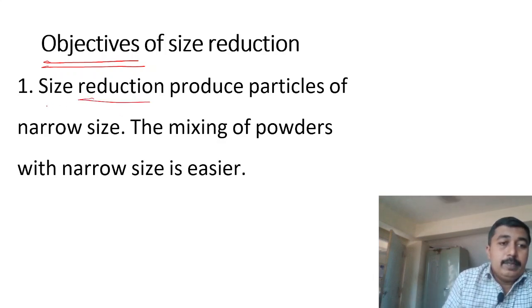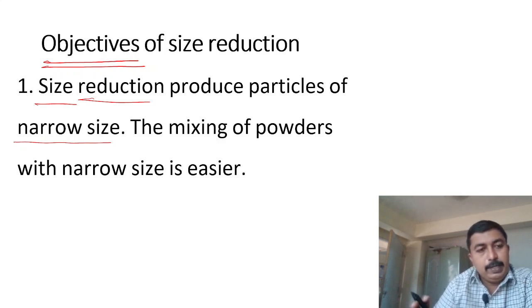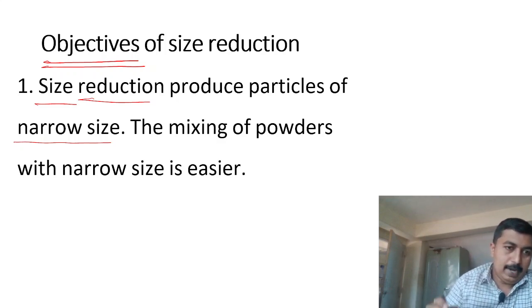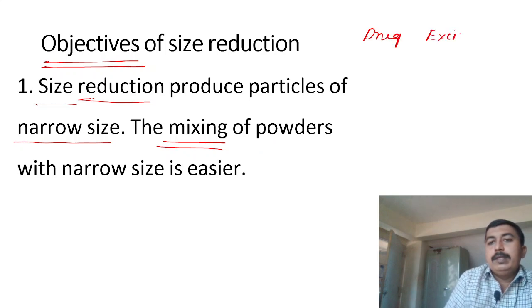Size reduction process produces powder particles of narrow size range. Already we have discussed. Coarser powder particles, polydispersed powder particles convert into narrow powder particles. So narrow size means small size powder particles we will get. So why do we require narrow size powder particles, especially for mixing purpose. So drug as well as excipient, drug and excipients, these are mixed to get a dosage form.